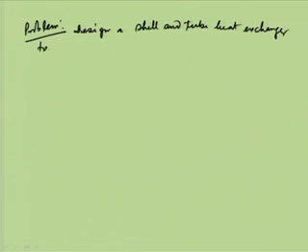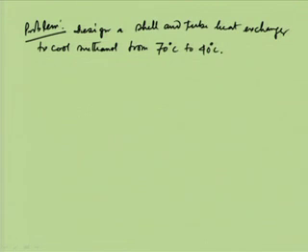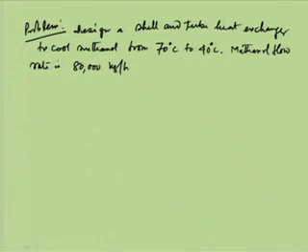So, the problem statement is like this: design a shell and tube heat exchanger to cool methanol from 70 degree centigrade to 40 degree centigrade. Now, methanol flow rate is 80,000 kg per hour.